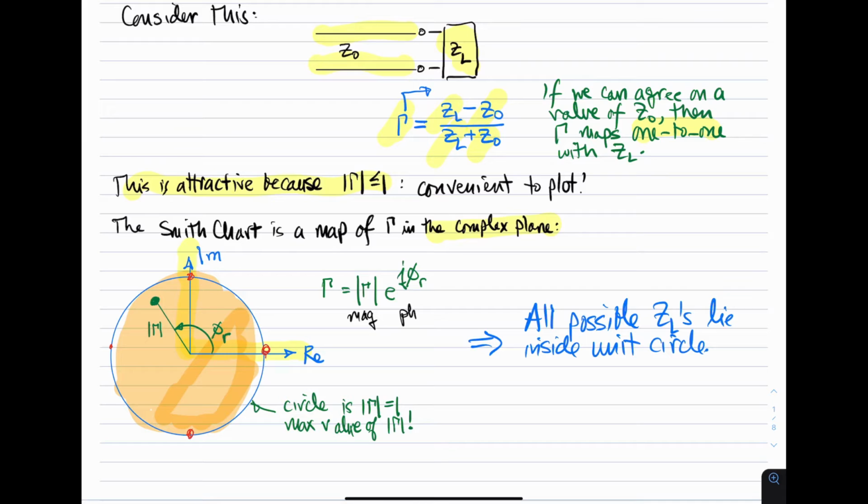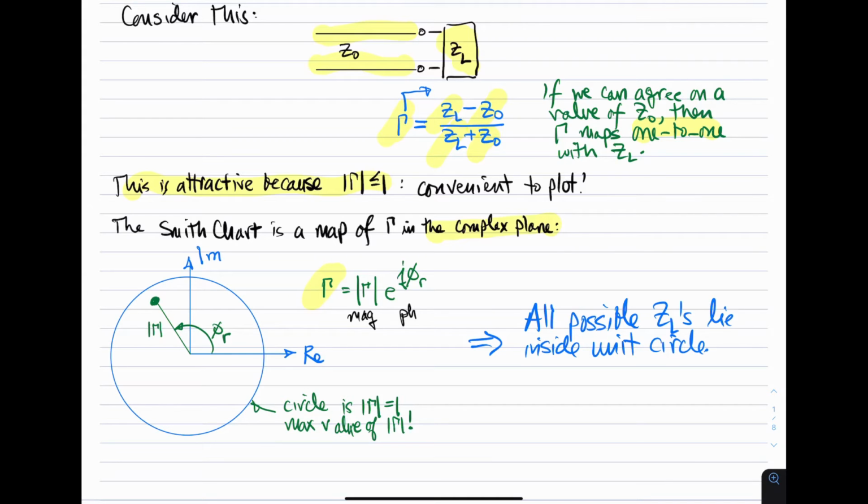And that's convenient because the reflection coefficient maps 1-to-1 with the load impedance. So all load impedances can be represented as a point inside that unit circle. So let's run with this for a little while.